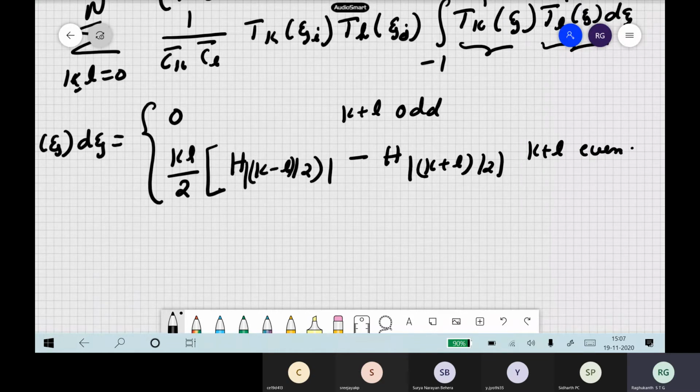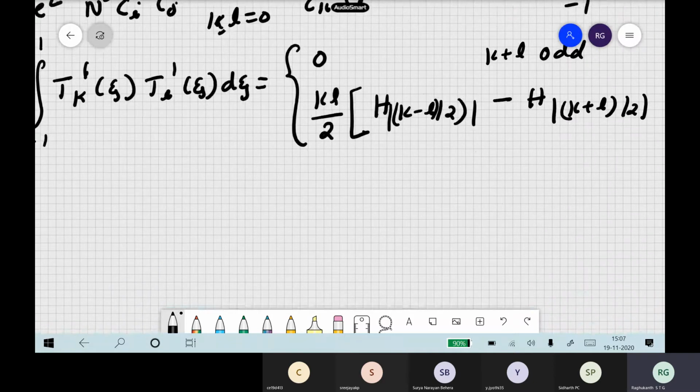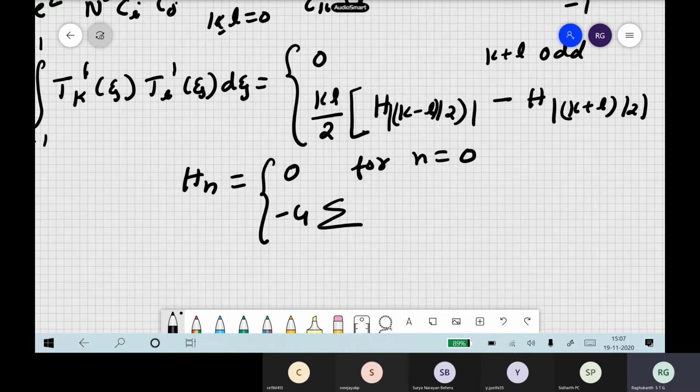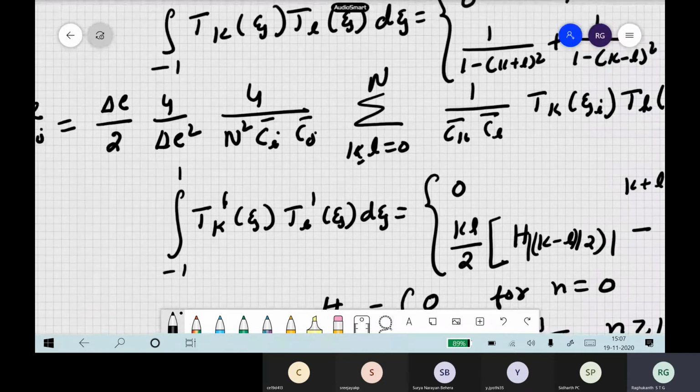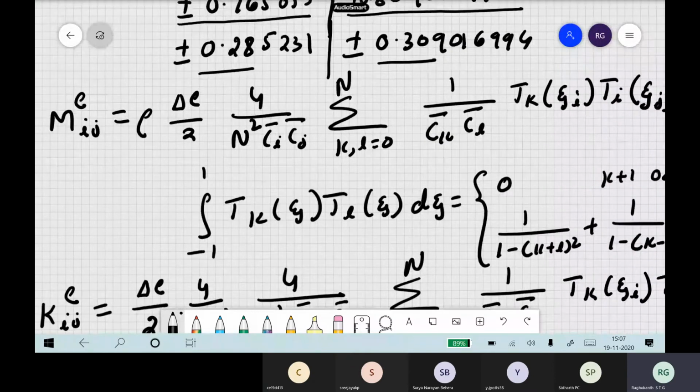So these are the mass matrices and stiffness matrices, and of course this is not a step function. So this Hn is defined as 0 for n equal to 0, and it is equal to minus 4 sigma, some complicated expression, r equal to 1 to n, of 1 by 2r minus 1 for n greater than or equal to 1. So these are the expressions. Although they look complicated, in computation MATLAB has the Chebyshev toolbox, so it is very easy to calculate all these integrals. So this is fine. So we have the stiffness matrix and the mass matrix.